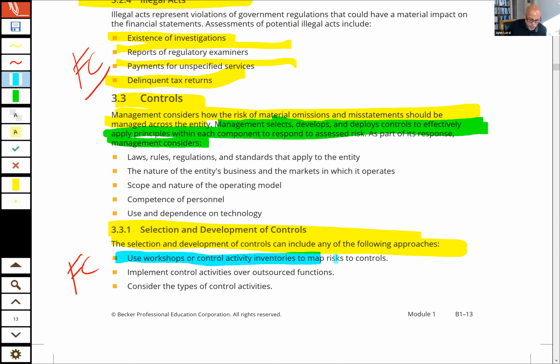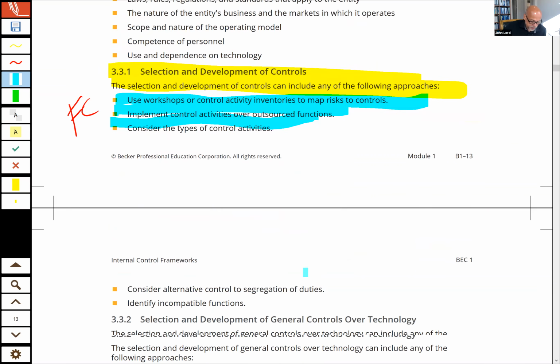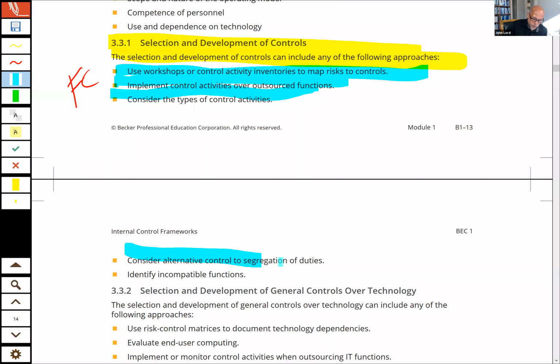So use workshops to map risk, implement effective controls, consider the type of control activity, okay? Consider alternative controls to segregation of duties, and identify incompatible functions, okay? So again, we're looking at these risks, fraud, et cetera, and then we're responding to them by selection and development of various controls, okay?